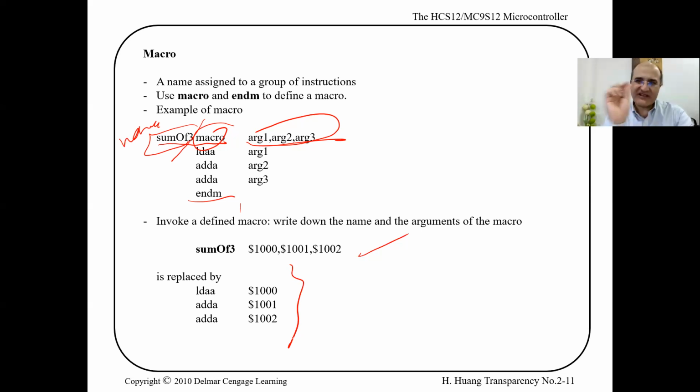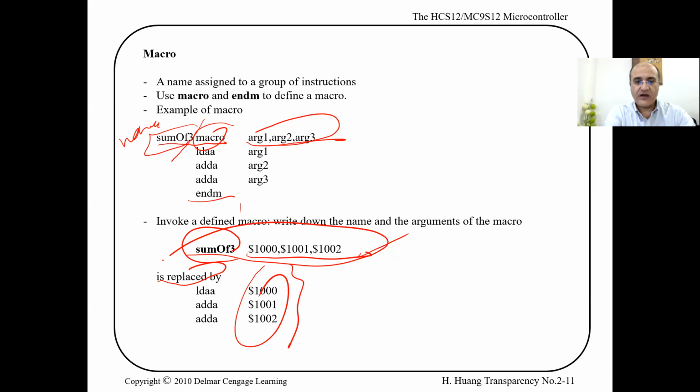Subroutines may take extra few cycles to execute because there is an overhead: saving your current program counter, loading the program counter with the address where the subroutine is, executing and then returning back. There is some overhead here, so it may introduce some delays. That's not a big deal. Okay, is the macro clear? Sum of 3: you give it 3 operands, and the assembler replaces the macro with the 3 instructions.